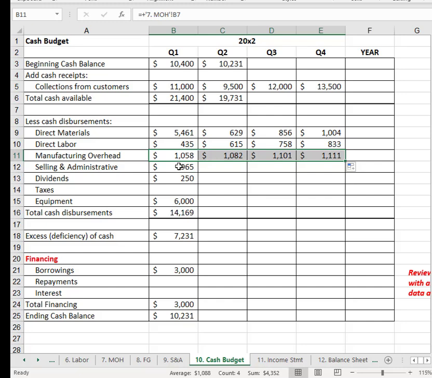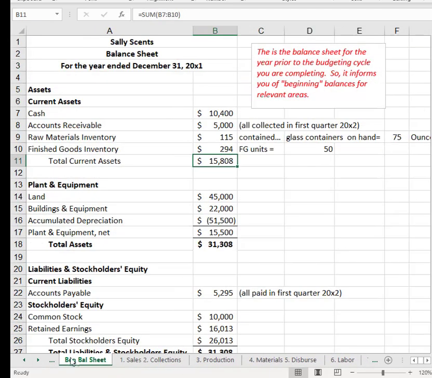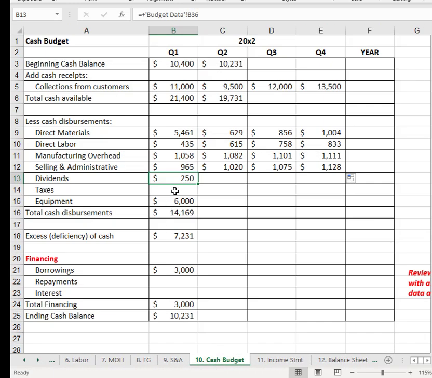Manufacturing overhead. Selling administrative, same thing. We can copy that across. Dividends, we can't copy that across. Oh, actually, yeah, it doesn't flip over, right? Let's verify. Right, see, if we copied across, we get this trash. We will have to override the relative reference on that one. We remember how to do that. Click in the address up above and hit F4, or put your dollar signs in if you're working on a Mac.